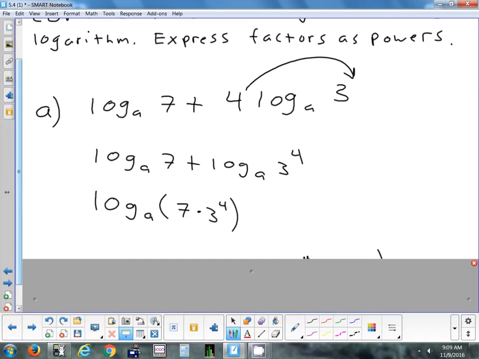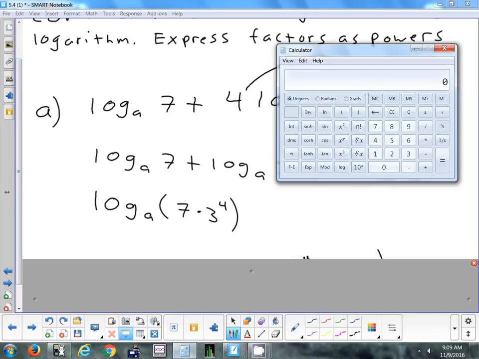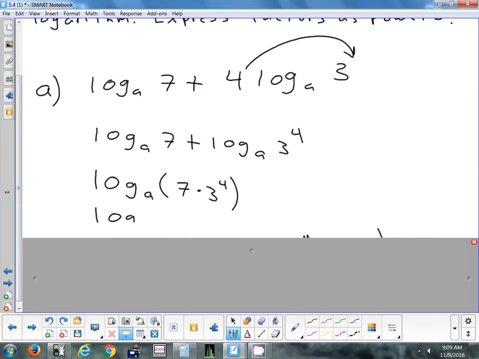And now you could just do that out on your calculator. So 3 to the 4th is 81. 81 times 7, I think, is 567. So it's log base a of 567. Okay. Just recombining it.